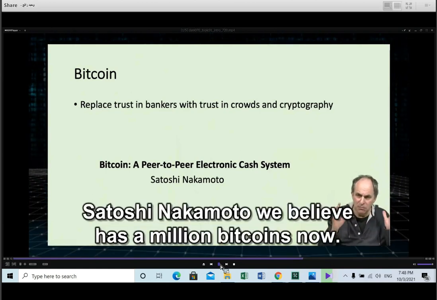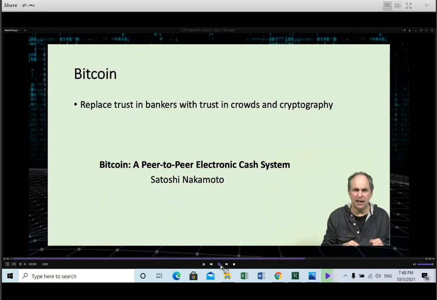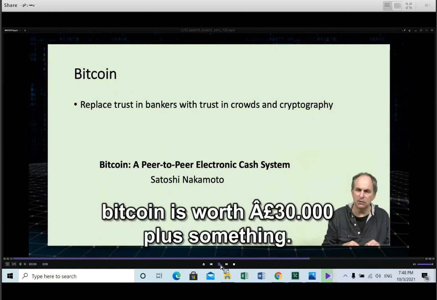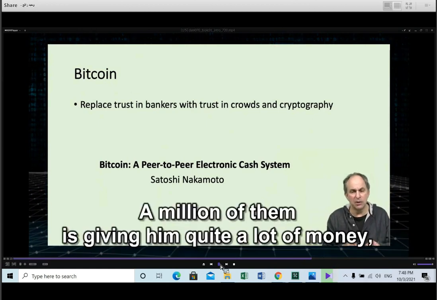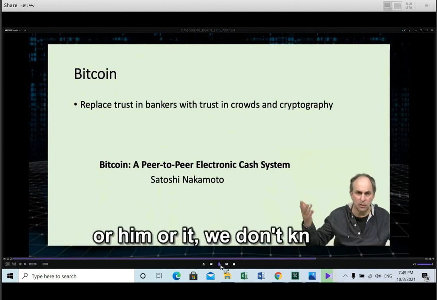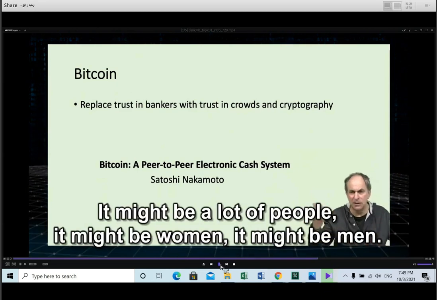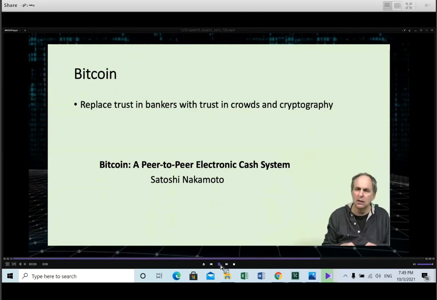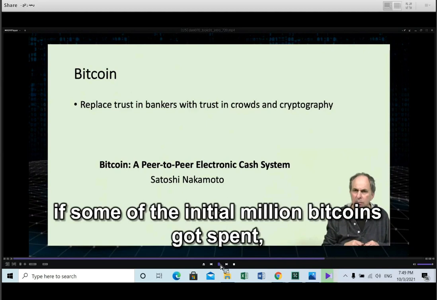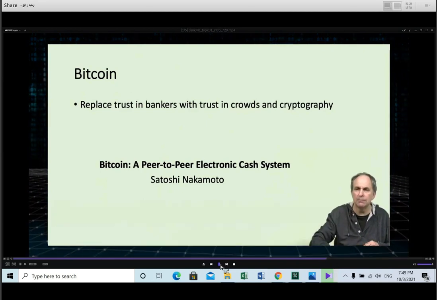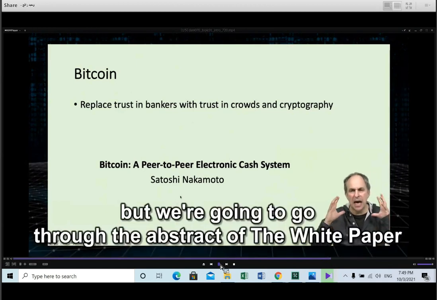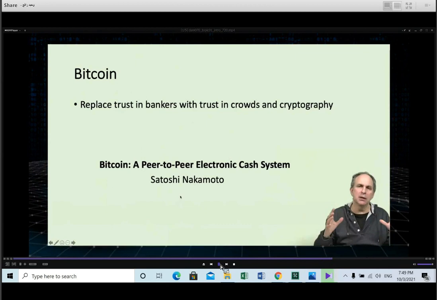Satoshi Nakamoto, we believe, has 1 million Bitcoins, though. And as I'm speaking to you, a Bitcoin's worth £30,000 plus something. So having 1 million of them is giving him quite a lot of money. Or him, or it, we don't know. It might be a lot of people, might be a woman, might be a man. We would know something if some of that initial 1 million Bitcoins got spent, but they haven't been. More on that later. But we're going to go through the abstract of the white paper in the next lecture.